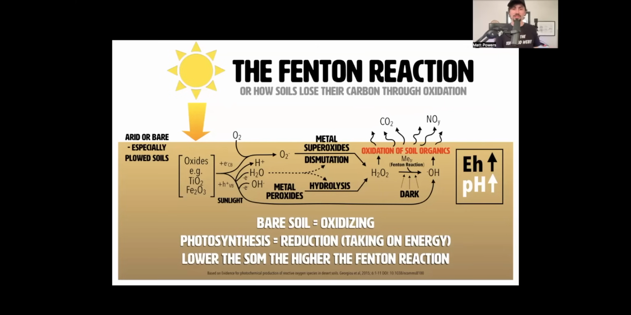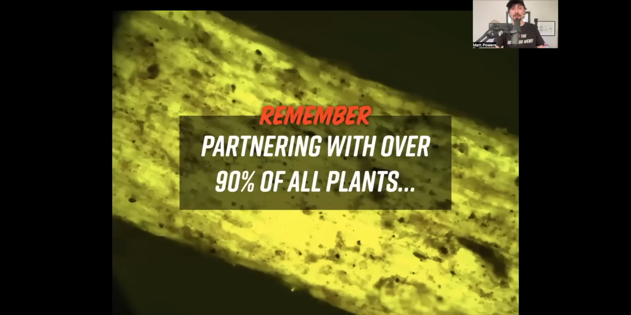So this is the thing. We've got to reverse the Fenton reaction. We are losing the organic matter. We are losing the carbon. We are losing the nitrogen, the nutrients. It's all oxidizing. This is what happens when we leave soil bare. This is what happens when we till.